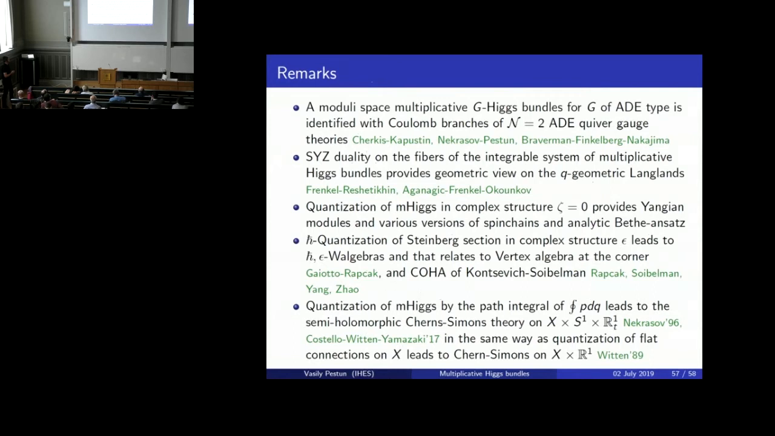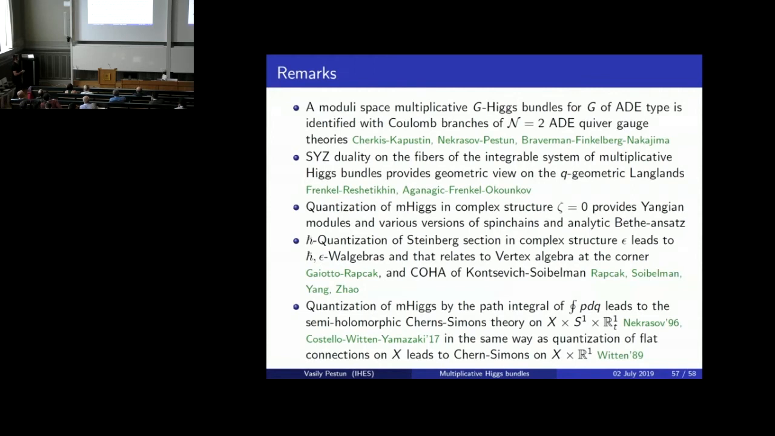I mentioned this moduli space of multiplicative G-bundles. It comes as Coulomb branches of 4d gauge theories studied in these papers, with SYZ duality on the fibers. It's like a geometric picture for the algebraic presentation of q-geometric Langlands, Frenkel-Reshetikhin and Aganagic-Frenkel-Okounkov. This I mentioned. And the (q1, q2) W-algebras relate to the vertex algebra at the corner, Gaiotto-Rapčák, and the COHA of Kontsevich-Soibelman.